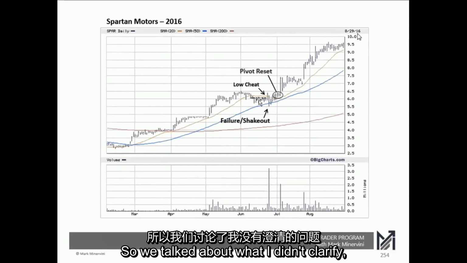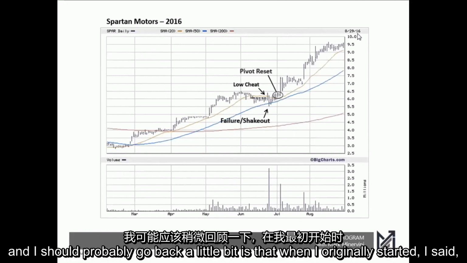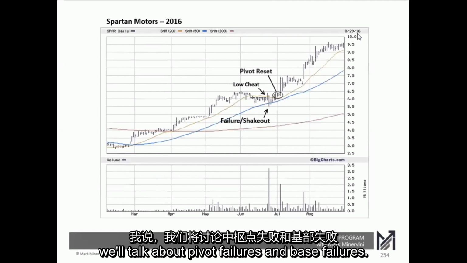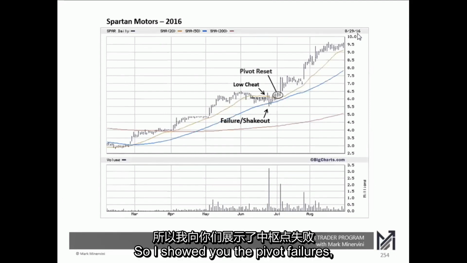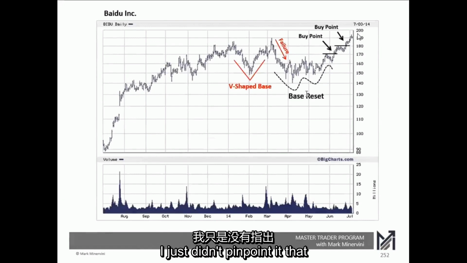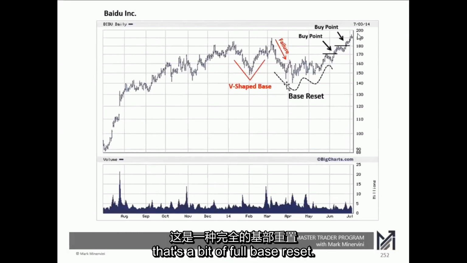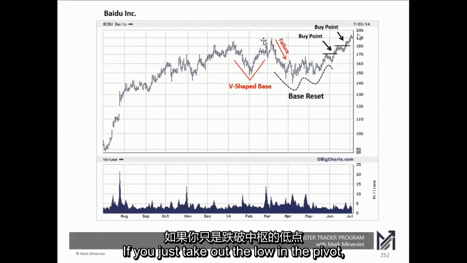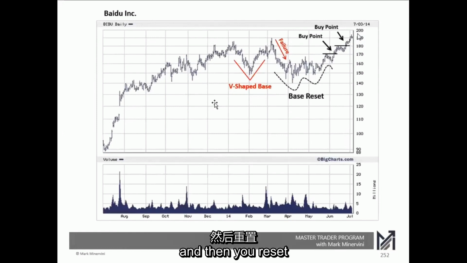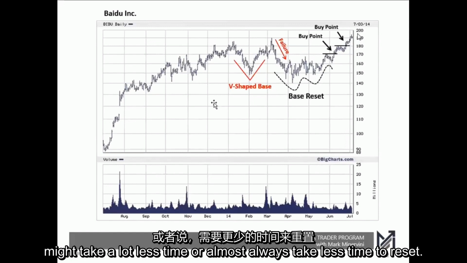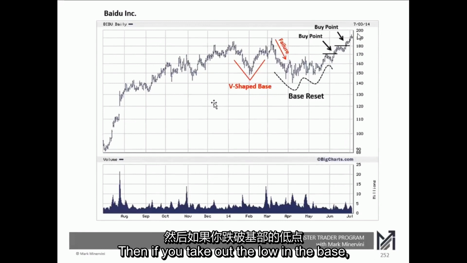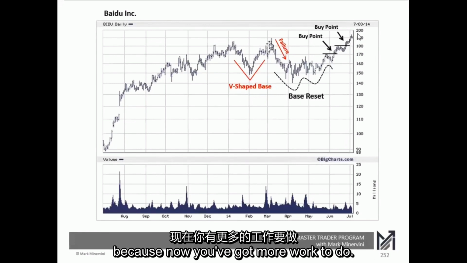I guess I didn't clarify, and I should probably go back a little bit, is that when I originally started, I said we're going to talk about pivot failures and base failures. So I showed you the pivot failures, and I also showed you the base failures. I just didn't pinpoint it: when we take out the low in the base that was previously setting up, that's a full base reset. If you just take out the low in the pivot and then you reset, that will almost always take less time than if you take out the low in the base, because now you've got more work to do.